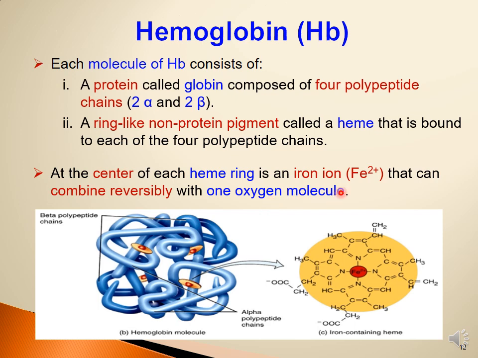And I want to attract your attention here that iron should be in the ferrous form to bind to oxygen. If it is in the ferric form, which means 3+, it cannot bind oxygen. It should be in the ferrous form so it can reversibly bind with 1 oxygen molecule. Since we have 4 heme rings per molecule, 1 hemoglobin molecule can carry a maximum of 4 oxygen molecules. So this is the maximal capacity of 1 hemoglobin molecule: to carry 4 oxygen molecules.